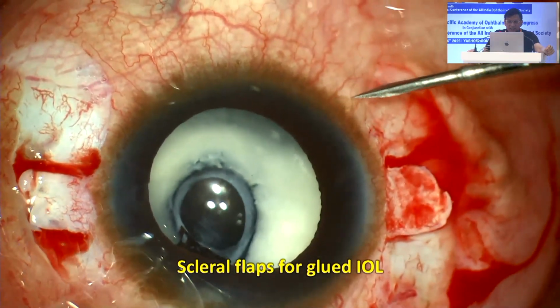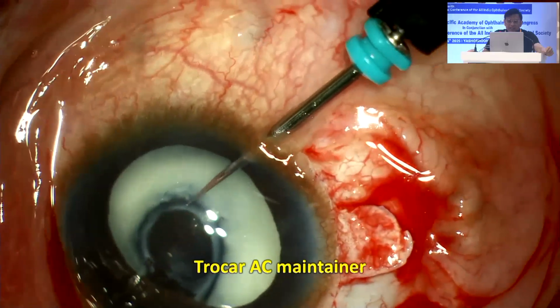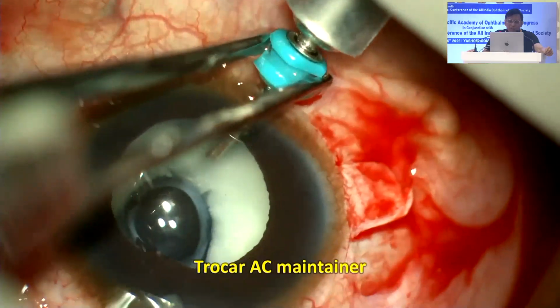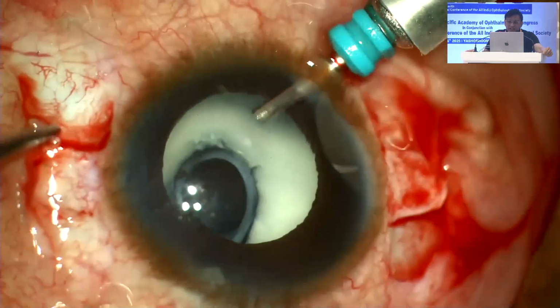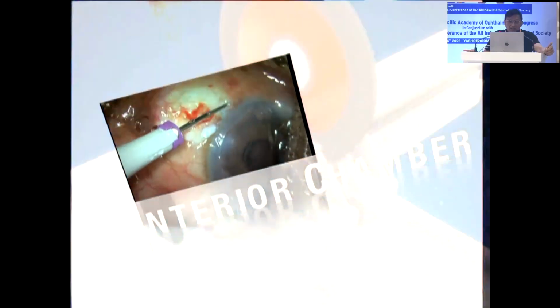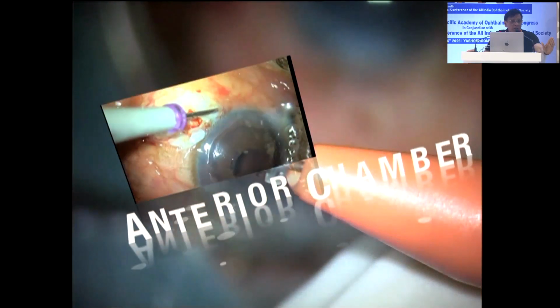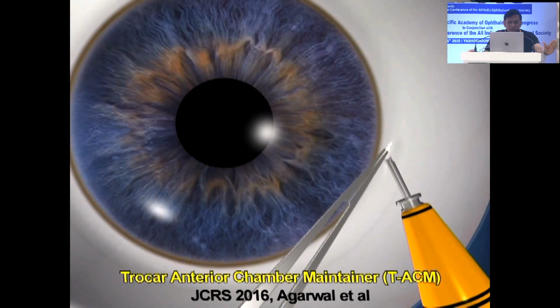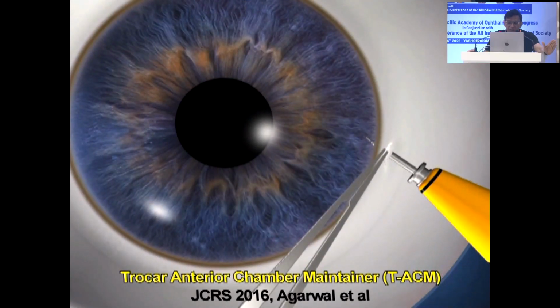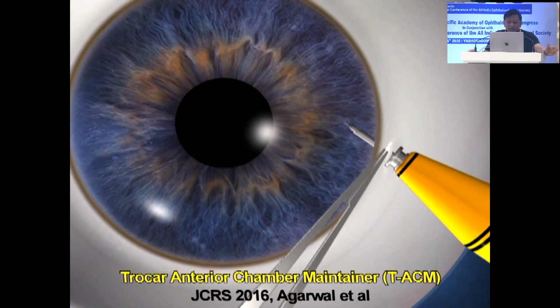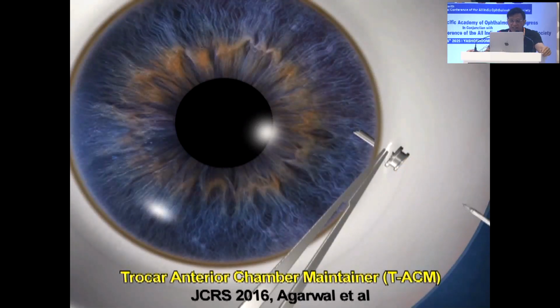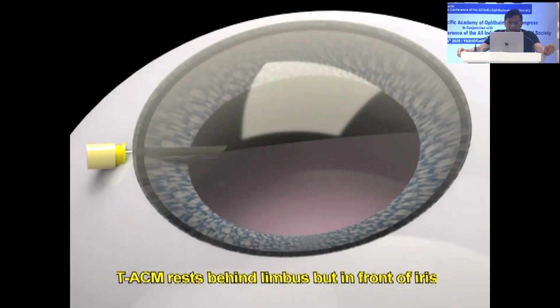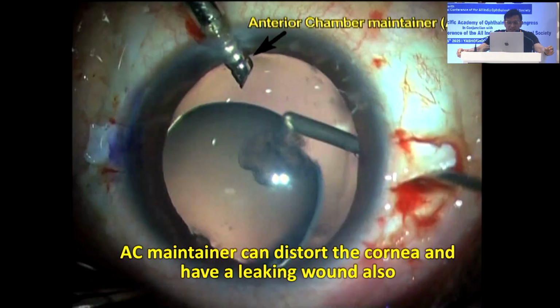Now in this case, we are using a trocar AC maintainer. Look at that. That's a 25 gauge Alcon trocar. It's above the iris. Please understand, in a microcornea, again remember, I do not know where the pars plana is. So you're always safer with a trocar AC maintainer, and we published this in the year 2016 in the TSCM. So the idea of the trocar AC maintainer is this, that it's above the iris.